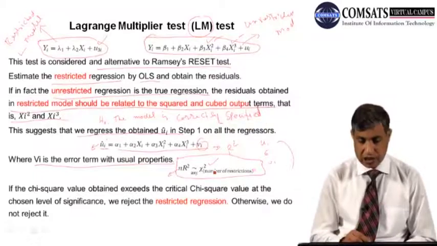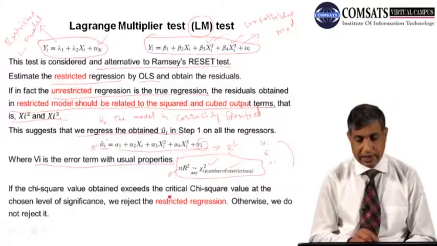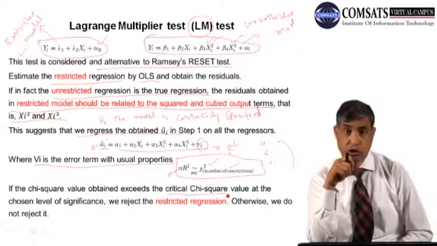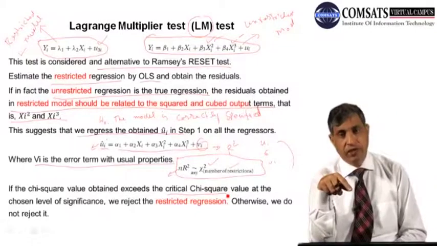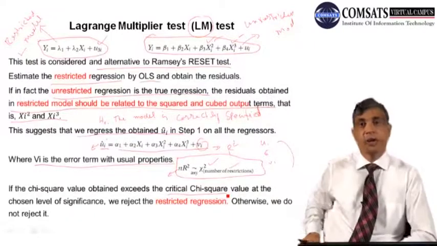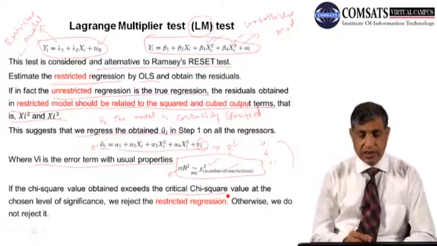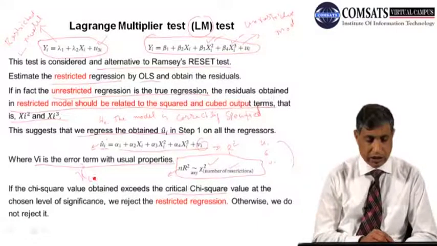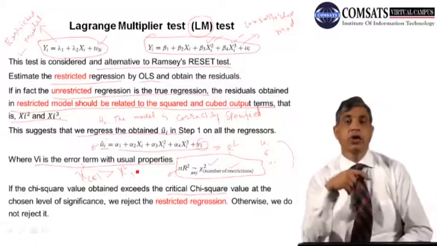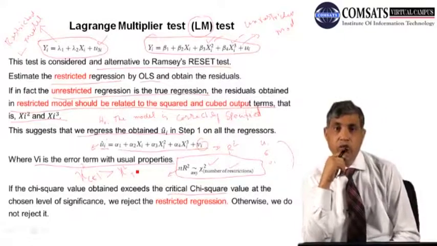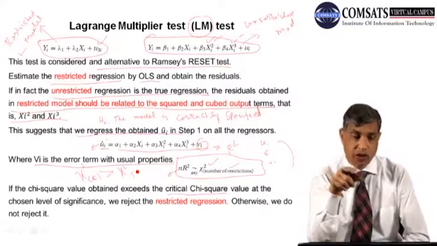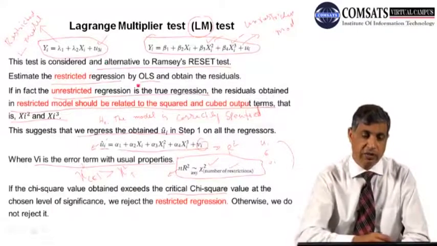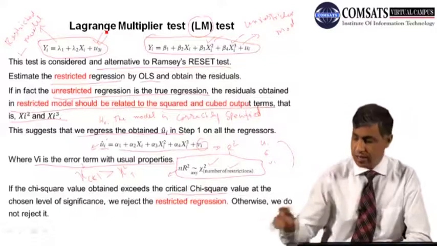If the chi-square value you obtain in this way exceeds the critical chi-square value, there is a chi-square distribution table, and against the number of observations there will be a chi-square value. If the calculated chi-square is greater than the tabulated chi-square, then you will reject the null hypothesis. And what you are saying indirectly is that your model is misspecified. Go to your model. It looks like your restricted model was misspecified.